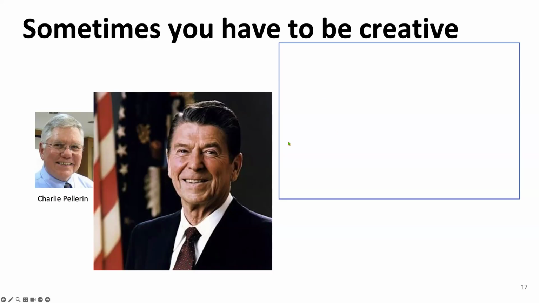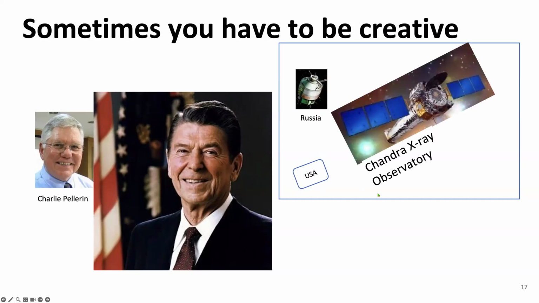What he did is he took a piece of paper and put a scale drawing of the Russian X-ray observatory that existed at the time, put it on that piece of paper, and he put another picture of the X-ray observatory that the US had at the time. I'm not sure which one he had, so I just put this little patch there. And he said to Reagan, this is what we want to build to scale.